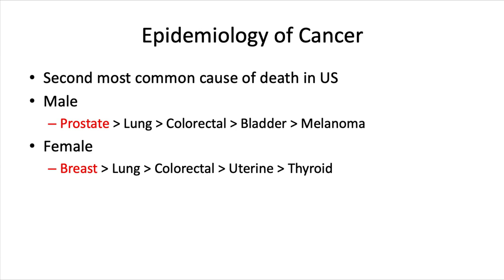So first, let's talk about some epidemiology. Cancer is the second most common cause of death in the US, only behind heart disease. And in the entire population that's younger than age 85, cancer is actually the leading cause of death. For males, the top five cancers in order are prostate cancer, then lung, colorectal, bladder, and then finally melanoma of the skin. And the top five for women are breast cancer, then lung cancer, colorectal cancer, uterine or endometrial cancer, and thyroid cancer.